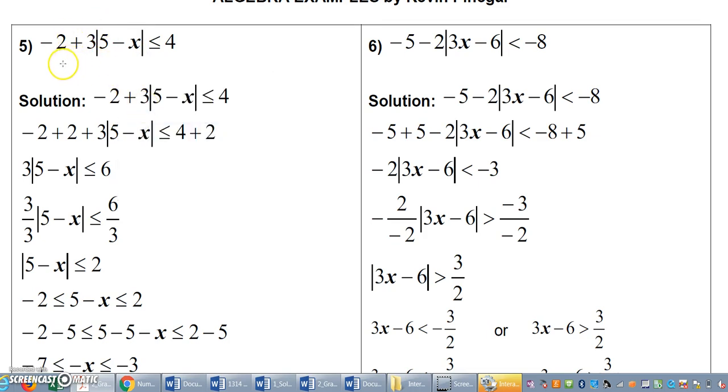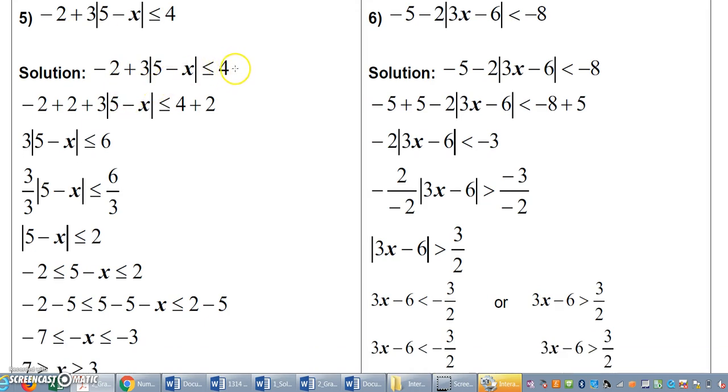So what I'm going to do here, I just copied it down again right here. In order to get rid of this negative 2, I'm going to add 2 to both sides of the inequality. So notice on the left of the inequality I added 2, and notice on the right of the inequality I added 2. Now what that does, obviously, is cancel the 2's over there. So now I get, on the left of the inequality, 3 times the absolute value of 5 minus x, and on the right side of the inequality I get 4 plus 2, which is 6.